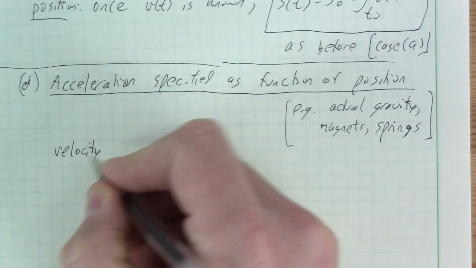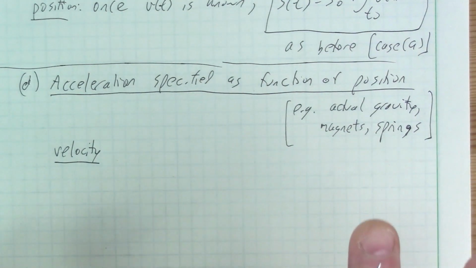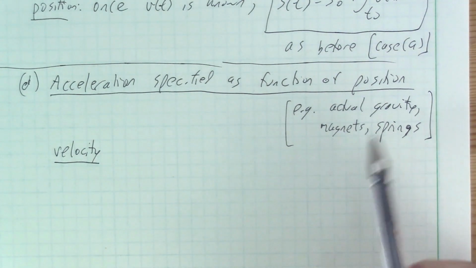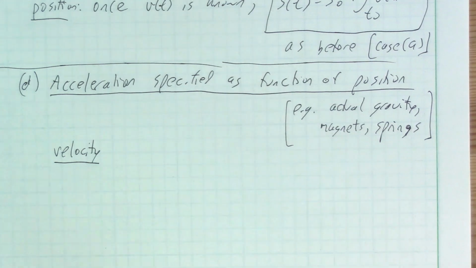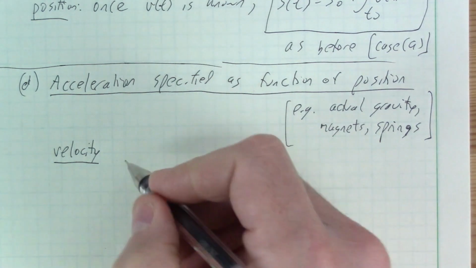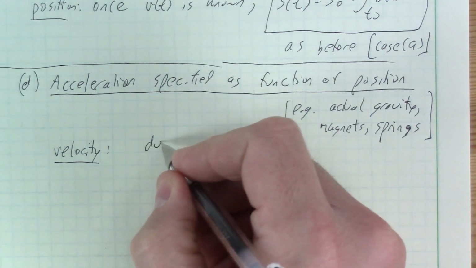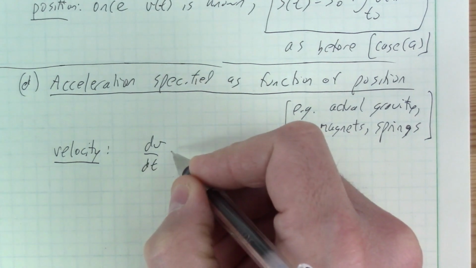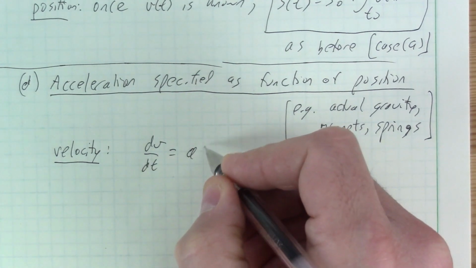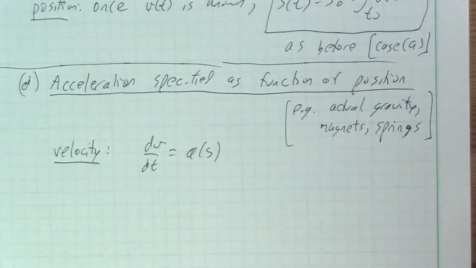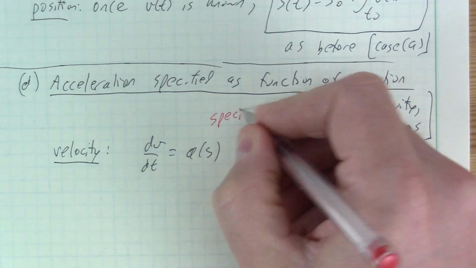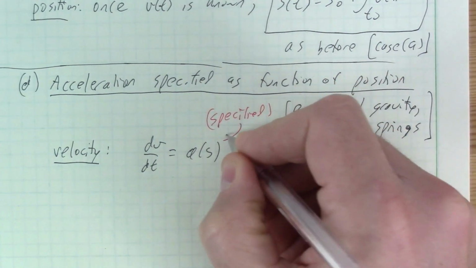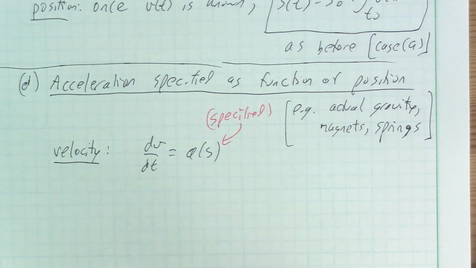Regardless, it would need to be specified. Again, here we're just focusing on the description of the motion, not actually the forces, but it's a good idea to keep an eye on what types of forces we're talking about for each individual case. Okay, as always, we start with this definition of how acceleration relates to velocity, but here acceleration is a function of position, so that is what's specified.